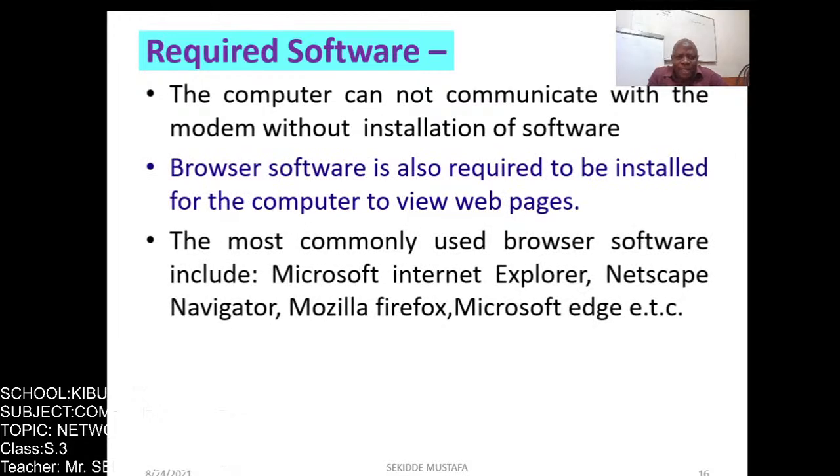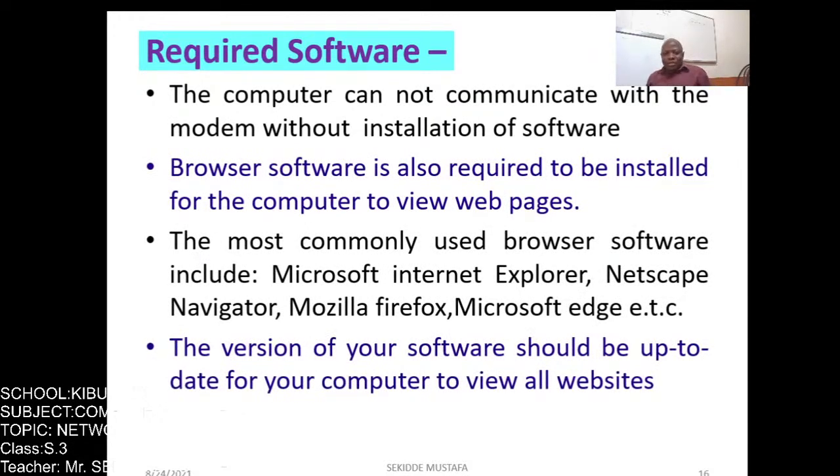Then again, after that, we require what we call software. The computer cannot communicate with the modem without installation of software. You should have software which helps you network the computers. Here we have what we call browser software, which is also required to be installed for the computer to view web pages. Some of the common browsers we have are Microsoft Internet Explorer, Netscape Navigator, Mozilla Firefox, and Microsoft Edge. Which other can we talk about?